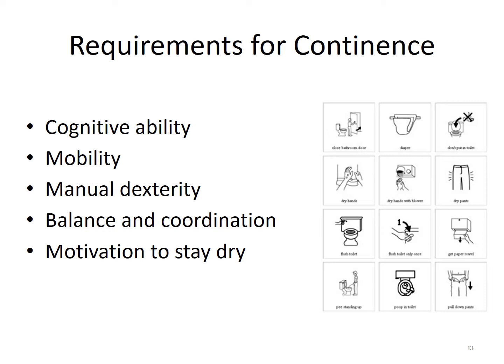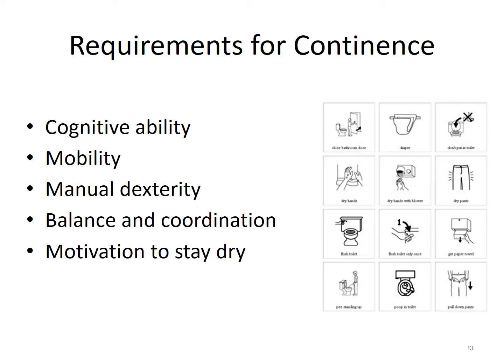So you'll see very high rates of urinary incontinence with individuals who have dementia. You have to be mobile, so it's challenging to quickly get to the bathroom if you have a cane or a walker or are in a wheelchair. There's manual dexterity required to loosen clothing or lift up the toilet seat, etc. And whether you sit on the toilet or stand at a urinal or stand at the toilet, a lot of balance and coordination is required.